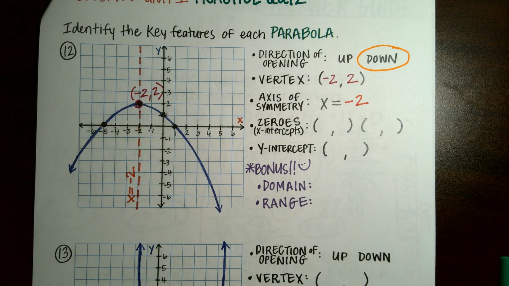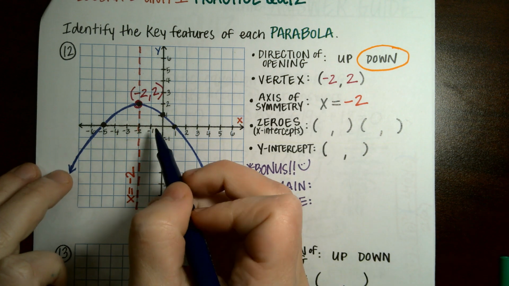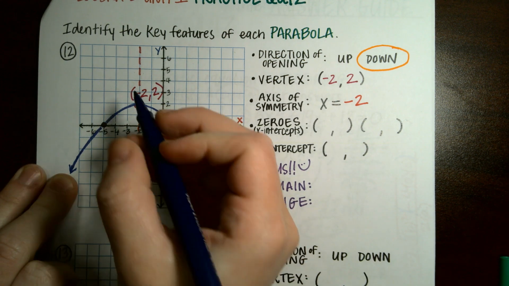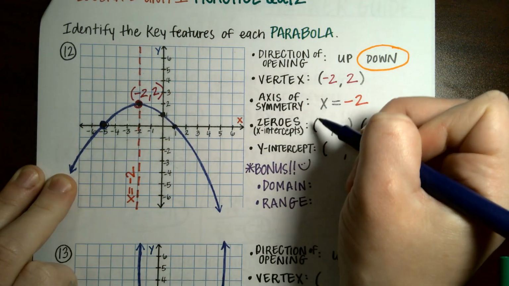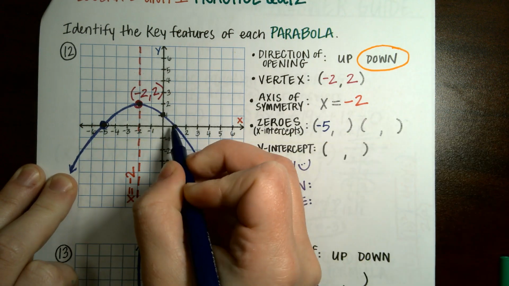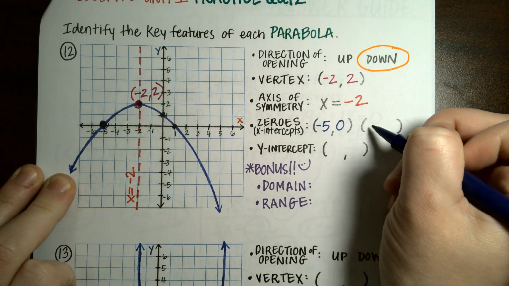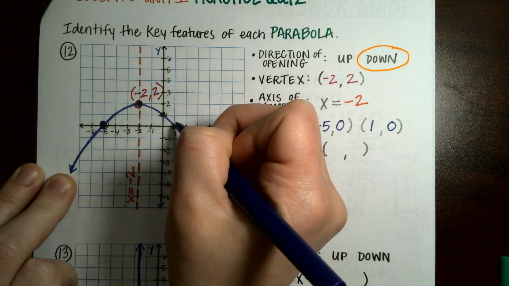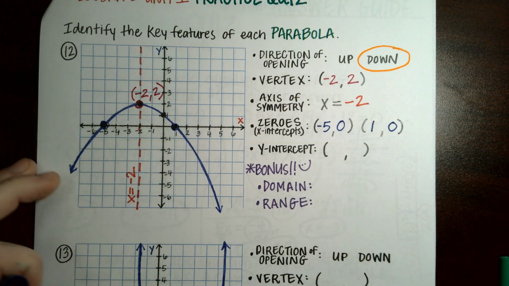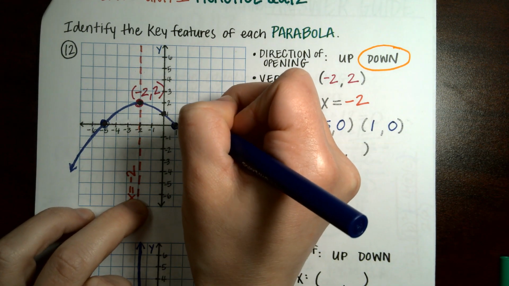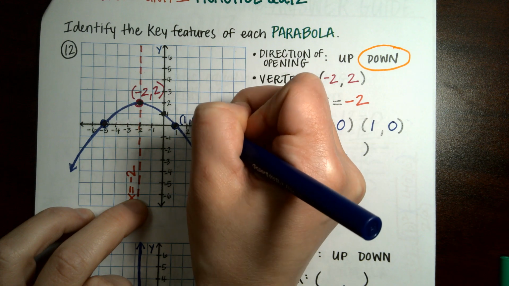Now let's look at our zeros. We're going to go from left to right. -5, 0. Yes, we've got right here, -5, 0. 1, 0. Good, and 1, 0. And I'll label those on our graph as well. So I'm going to write over to the side, 1, 0.